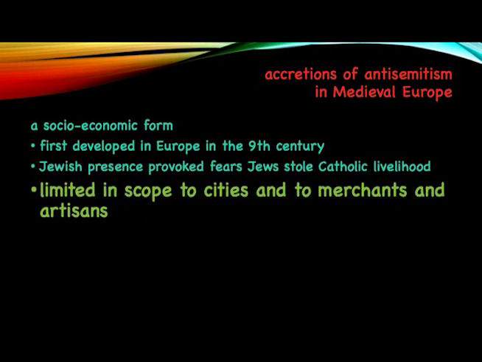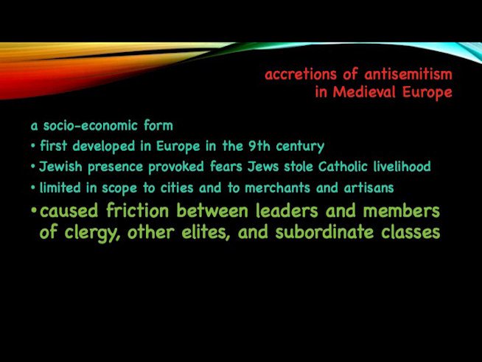The threat, according to this socioeconomic form of early medieval anti-Semitism, was limited in scope. Jews constituted a threat in the medieval cities where they lived and worked, and they were really only a threat to those merchants and artisans who had to compete with them for their livelihood. These sentiments caused friction between the political religious leaders who had invited Jews to live in Europe on the one hand, and most members of the clergy, other members of the elites, and the subordinate classes on the other.